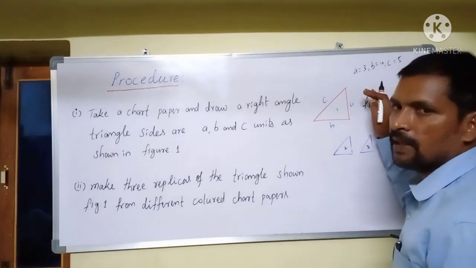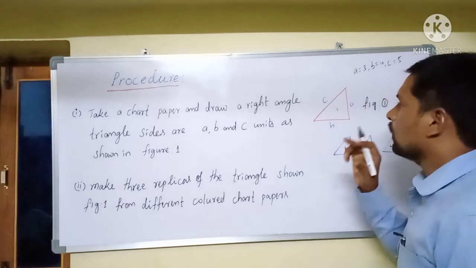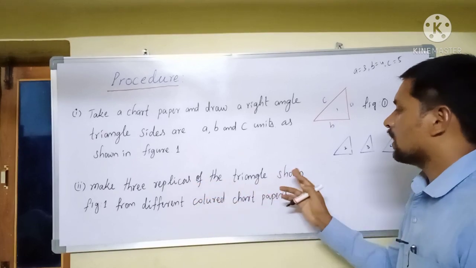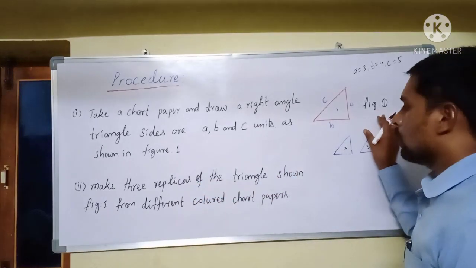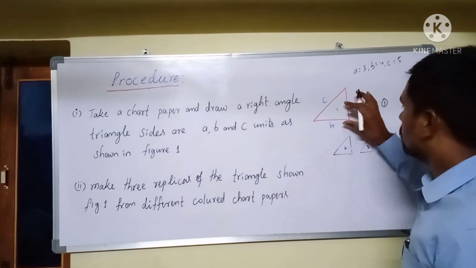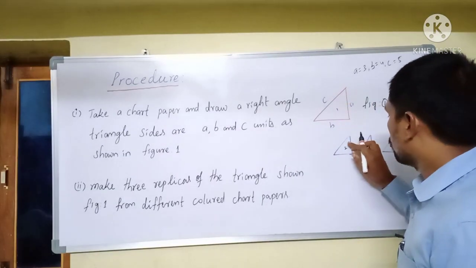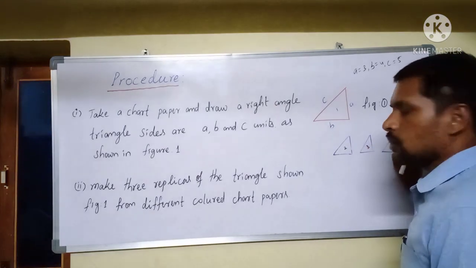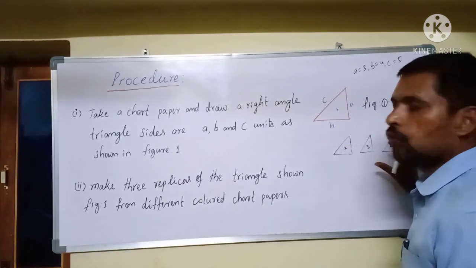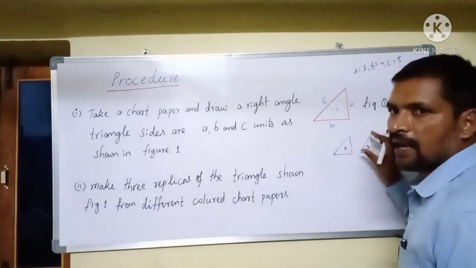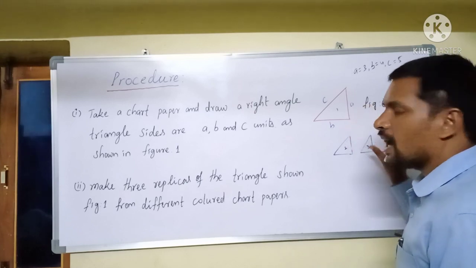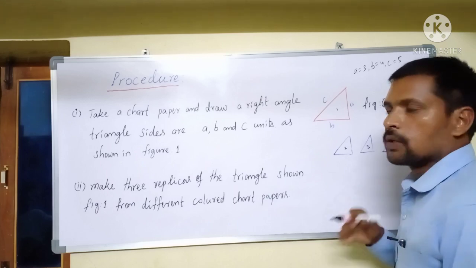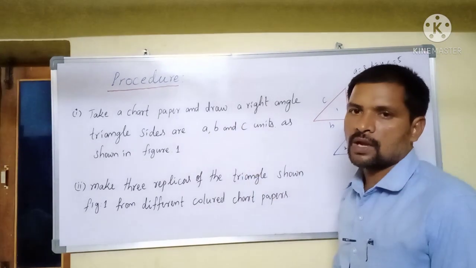So it may be in centimeters or meters, but it is better to use centimeters. So make 3 replicas of the triangle shown in figure 1 on different colored charts. Suppose this is pink, you can use blue, yellow, or white. We should draw 4 right angle triangles in different colors using different colored charts. Okay, so let us move on to the next steps of the procedure.